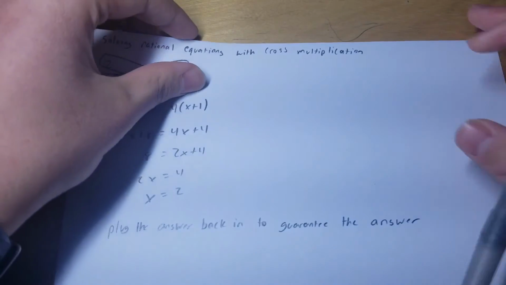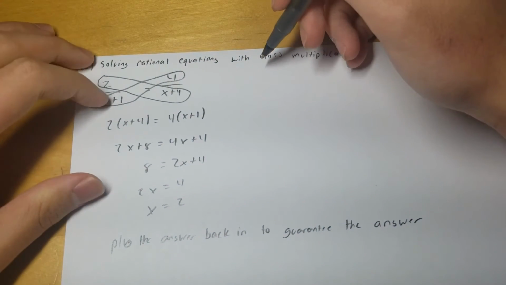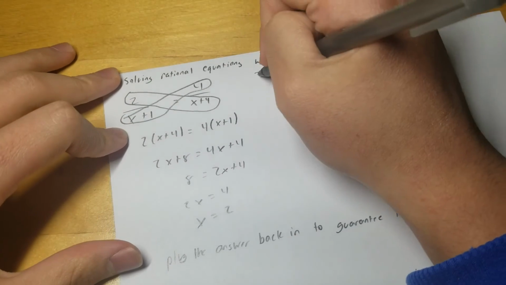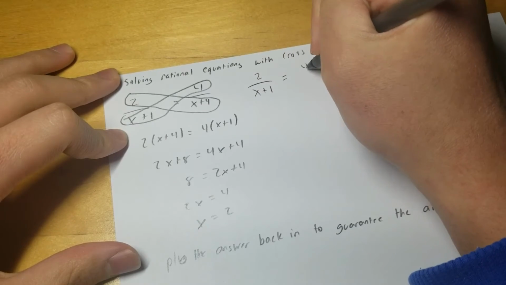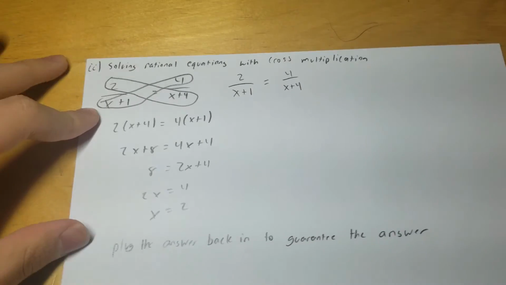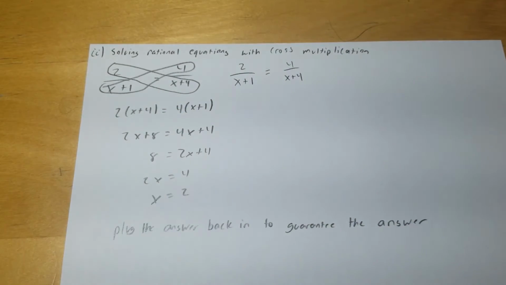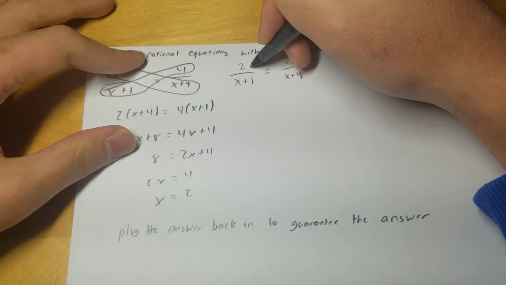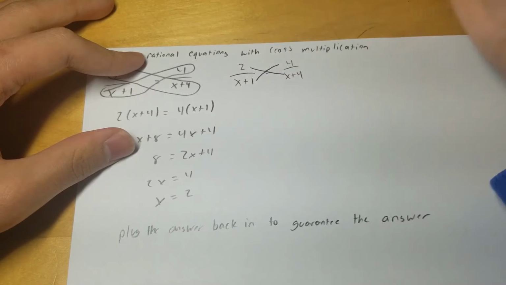Okay, let's move on. This would be the exact same one as the other one, but we'll be doing a different method. The method is called cross multiplication. So let me rewrite it since you can't see it. 2 over x plus 1 equals 4 over x plus 4. In this case, since there's no common denominator, a method will be to multiply the 2 diagonally. So what is diagonal from 2? X plus 4. And x plus 1 diagonal to 4.